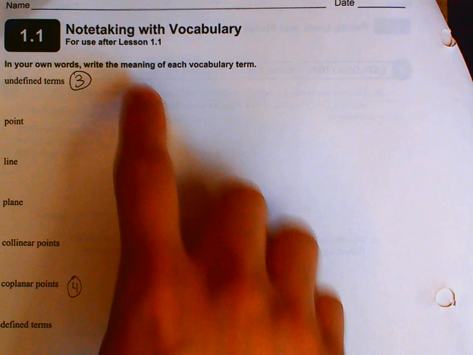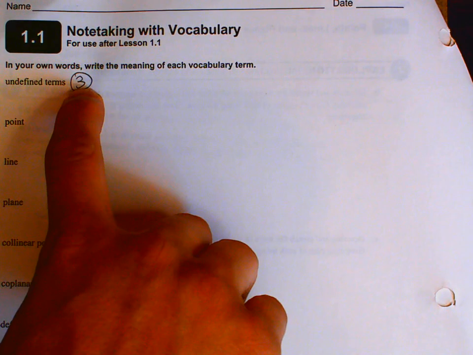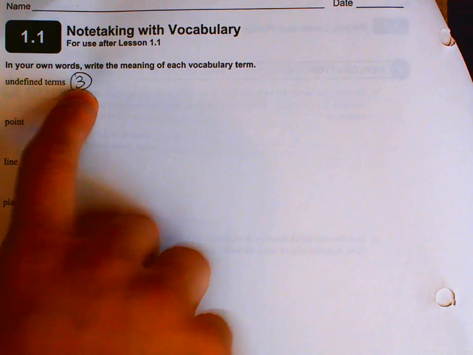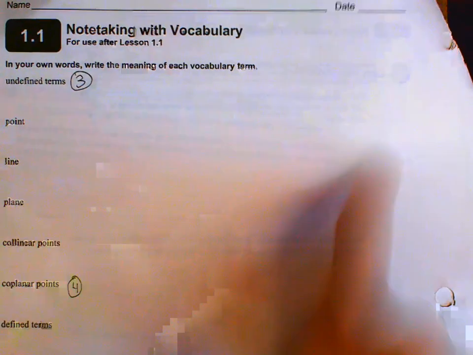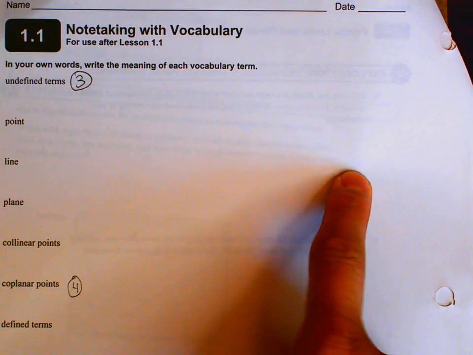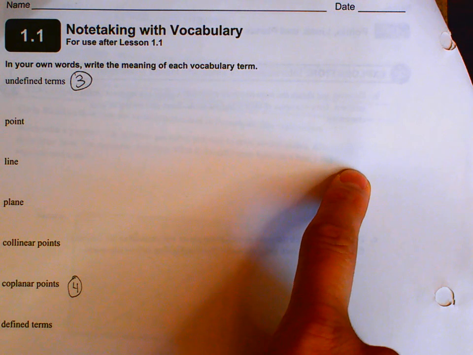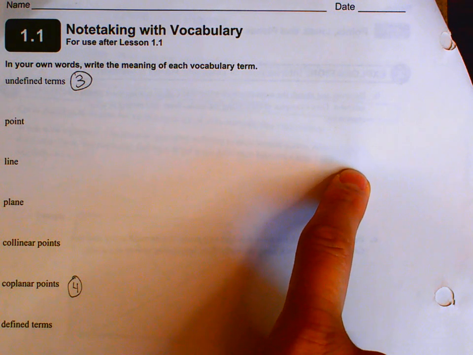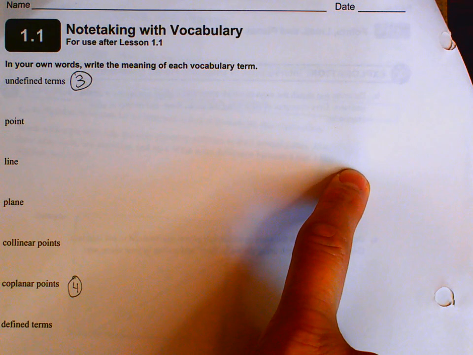So on page 4, number 3 is going to go right there next to the words undefined terms, and this is where you will be writing down the examples that I am doing. If you do not have enough space, feel free to use a separate piece of paper, and simply when you submit the assignment to me, just take a picture of it. Make sure the section number's on it.